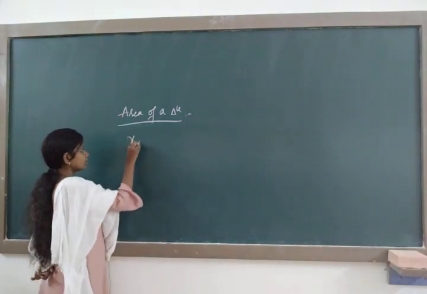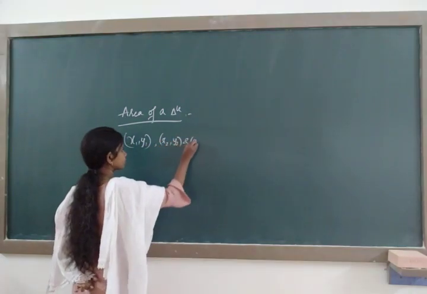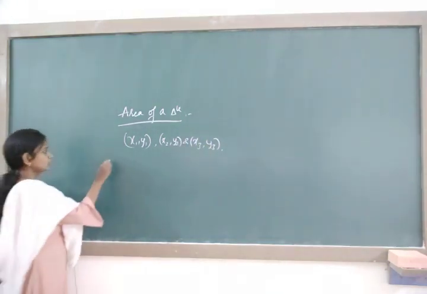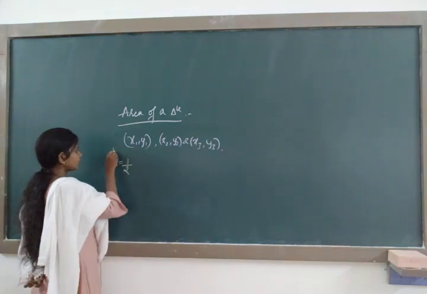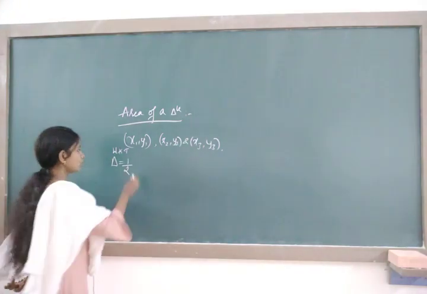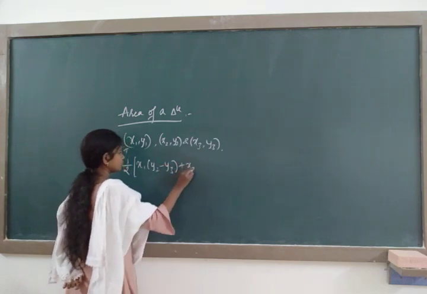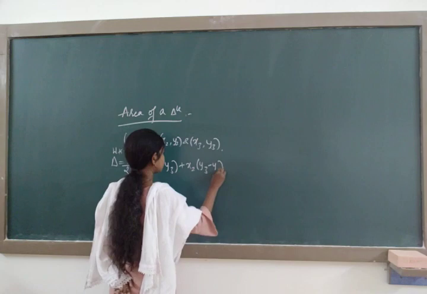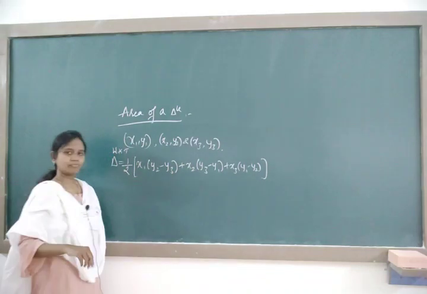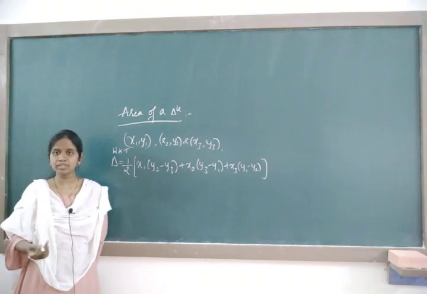If the vertices are x1 y1, x2 y2 and x3 y3, what is our formula? We are already familiar with it, so we will write it here. We know that, either in the 10th standard or in the first PUC, it is 1 by 2 of x1 (y2 minus y3 plus x2 (y3 minus y1) plus x3 (y1 minus y2)). This is our formula. Now in determinants also we can represent this formula.